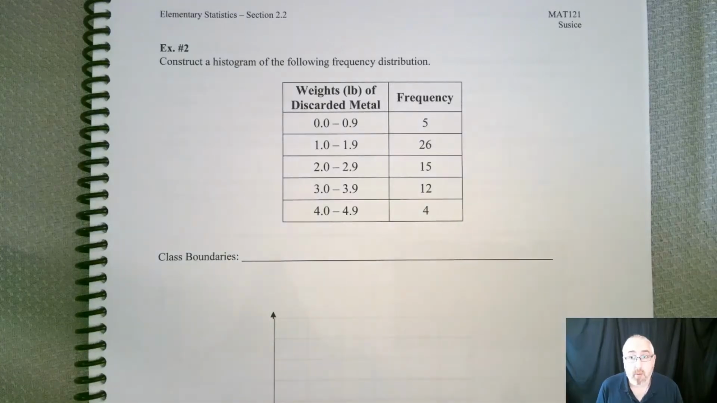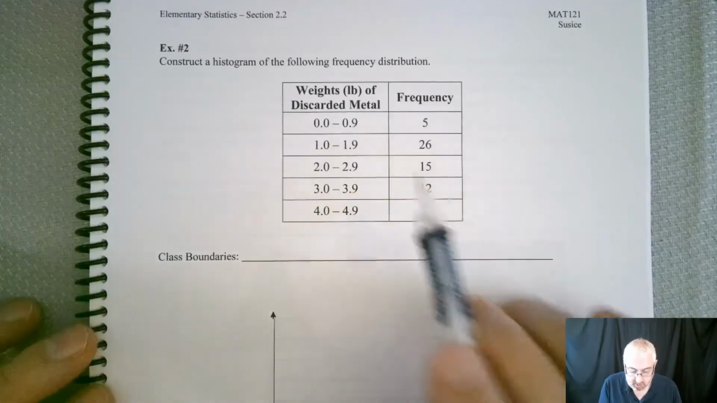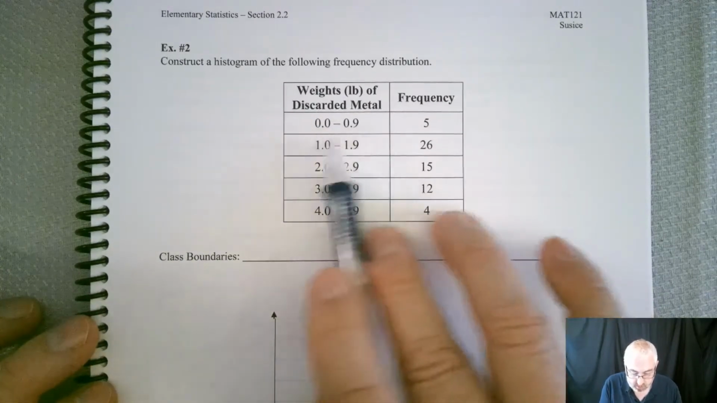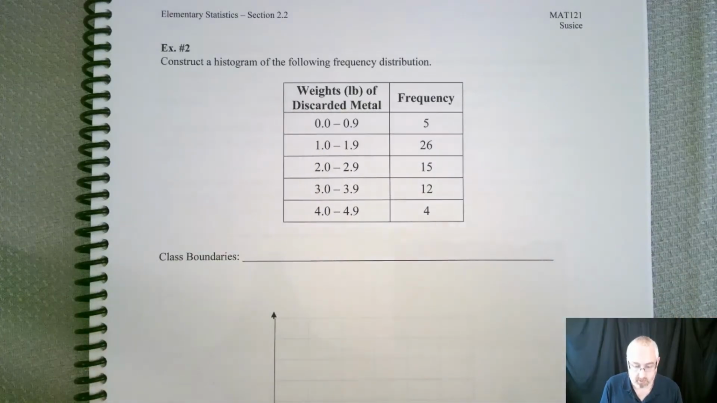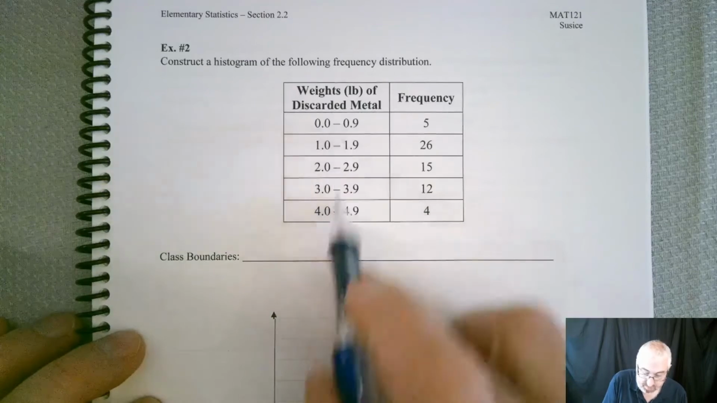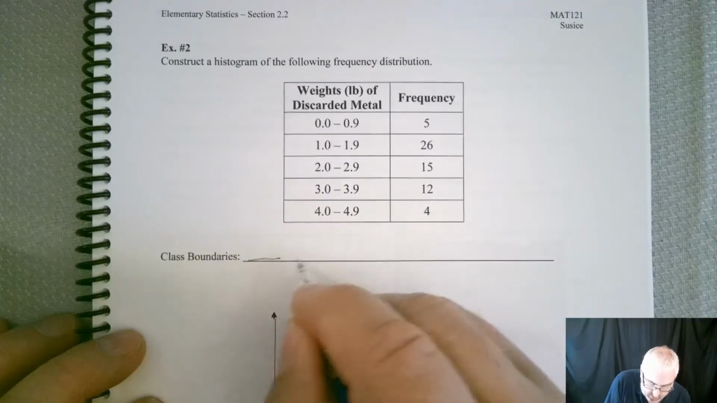So picking up right where we left off, we're at example 2 now. We're going to draw another histogram based off of this frequency distribution. We have some weights of discarded material, and we have our frequencies. Again, the first thing we need is our class boundaries. We got 5 classes, so 1 extra puts us at 6.